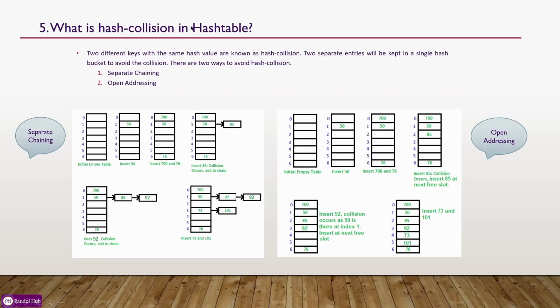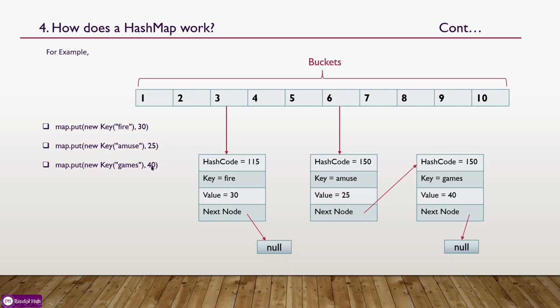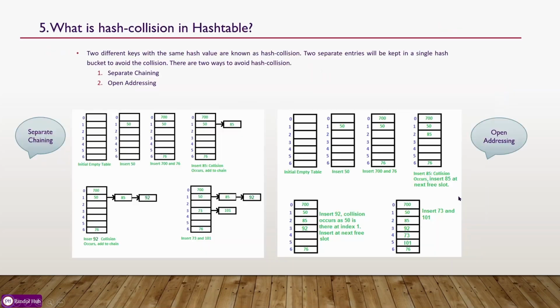So what is hash collision and hash table? Two different keys with the same hash value are known as hash collision. If you have objects with the same hash value, then it represents there is a hash collision. Two separate entries will be kept in a single hash bucket to avoid the collision. As I already mentioned, if two objects have the same hash value, they are placed inside the same bucket in a linked list format.